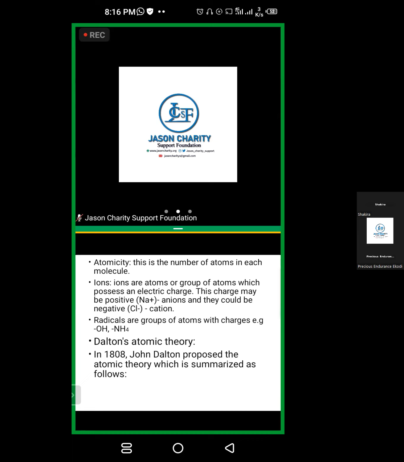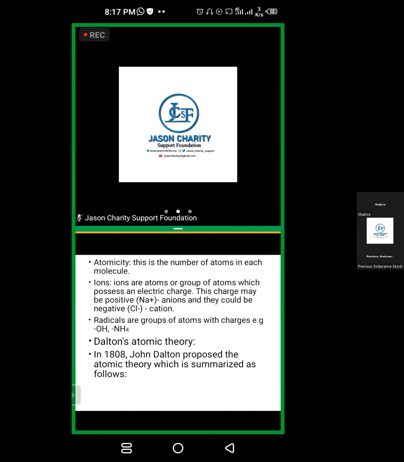And so we have an example here, sodium. For sodium to have attained that positive state, it has given off 1 electron. Now we have those that are negative, they are called anions. Example is chlorine. Now for chlorine to attain that negative status, to become an anion, it must have accepted an electron. When you accept, you become negatively charged. When you give out, you become positively charged. So let's take note of the difference.